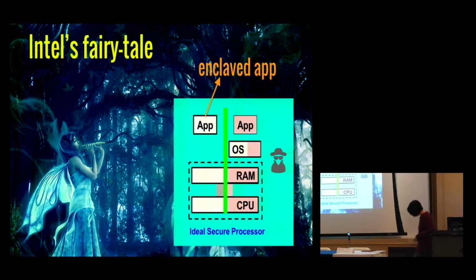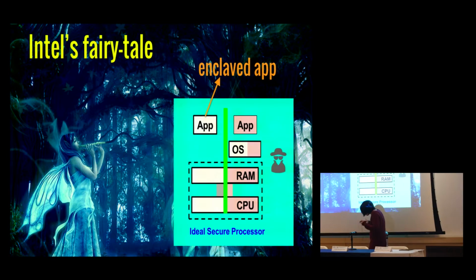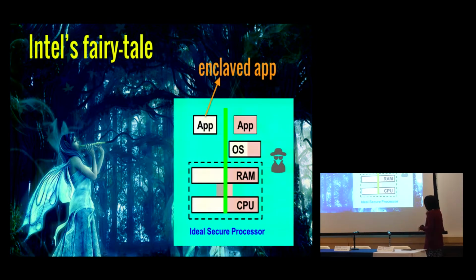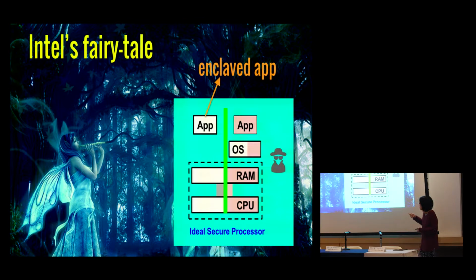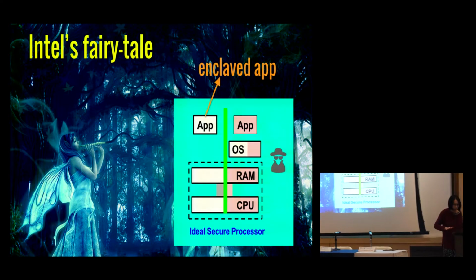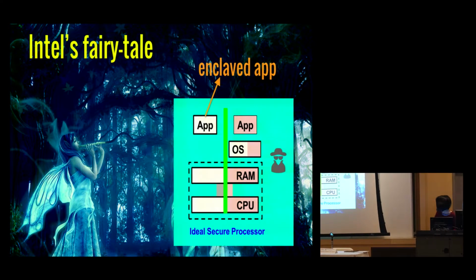OK, so Intel's idea is to build this secure processor that will protect your sensitive application, which we call an enclaved application. An enclave is an isolated sandbox. So this enclave application will be protected from any software adversary, including any other application, as well as the entire operating system. And also, this enclave application will be protected from any physical attacks as well. So this is the dream secure processor that we want to be able to build.